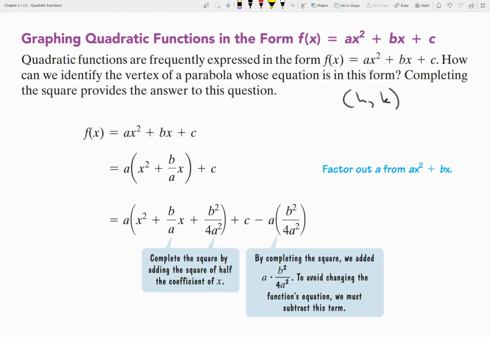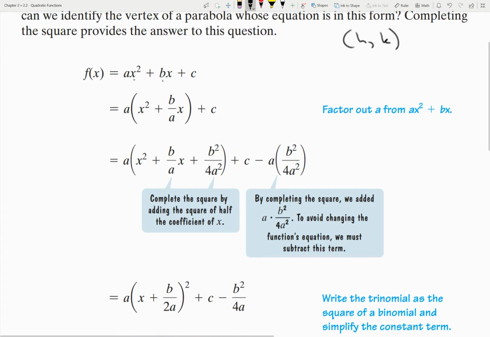Well, if we look at this algebraic manipulation here, we can factor out an a from both of these terms, which gives me a fraction right there. I then can complete the square by adding and subtracting this term to the function, right? a times b squared over 4a squared, and then the same thing subtracted.